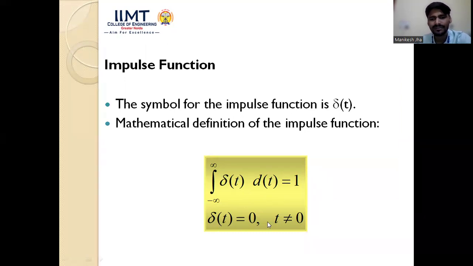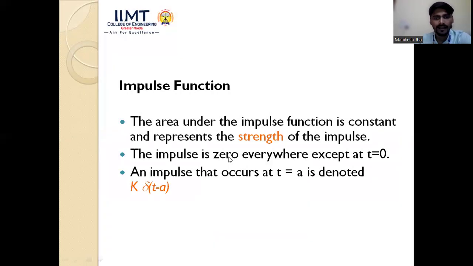Second, we already told you that the impulse function is only defined at t equals 0. If we take any value except t equals 0, the value of the impulse is 0. So it is given as del t equals 0 if t is not equal to 0. So these are two properties of the impulse function. The area under the impulse function is constant.